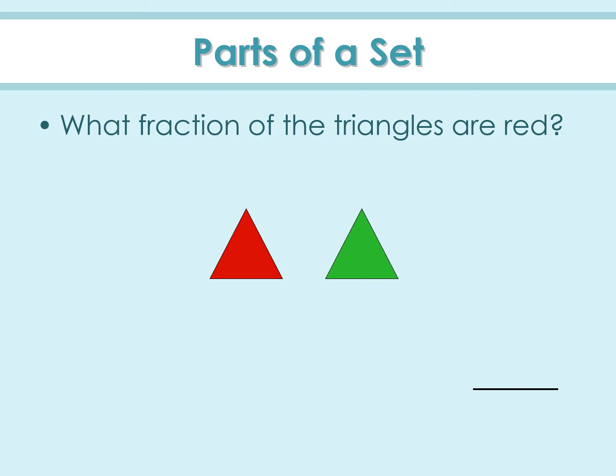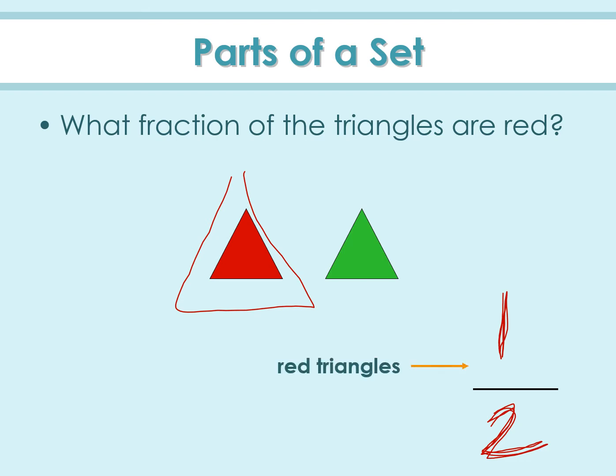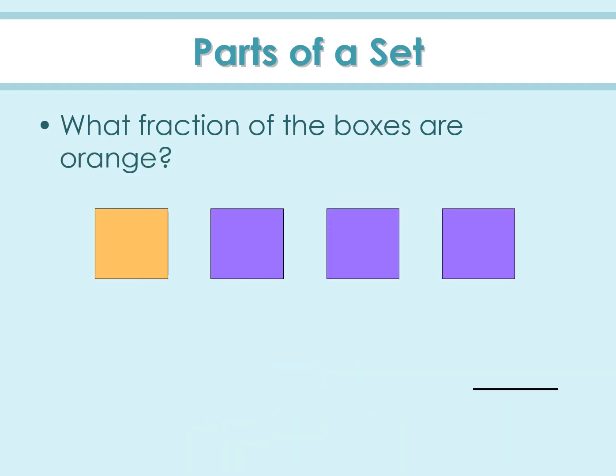The answer is 1 triangle is red. We see that triangle there. And how many total triangles do we have? 2. So our fraction is 1/2. 1 red triangle over 2 total triangles.